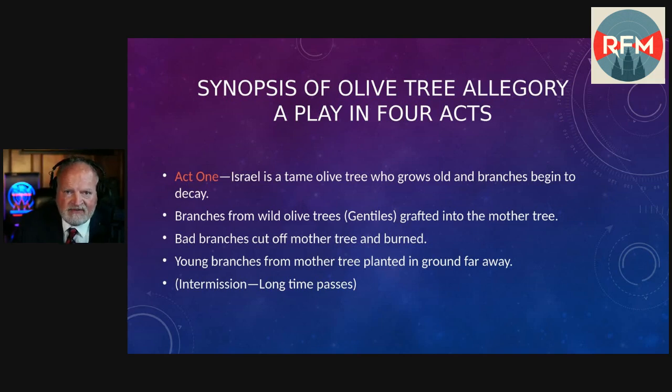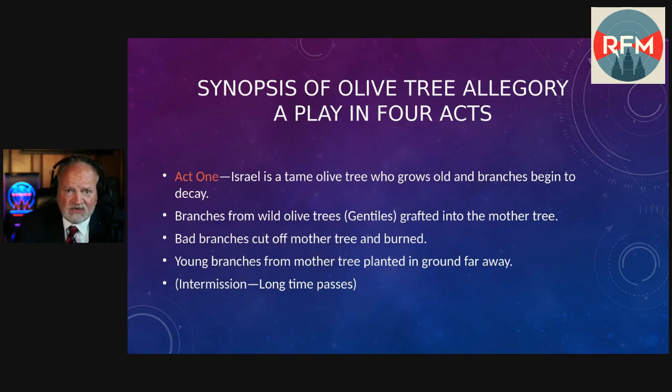Now, I'm going to give a synopsis of the olive tree allegory right now. I went back and I read Jacob chapter 5 yesterday. I read it carefully. I made a number of notes. I'll be sharing some of that with you today, but we can synopsize this very easily. It's not always easy to comprehend what's going on in Jacob chapter 5 because it is a bit sprawling. It's a bit wordy. But if we take the 20,000-foot view, it is a play in 4 acts. And each of these acts is relatively simple to remember.